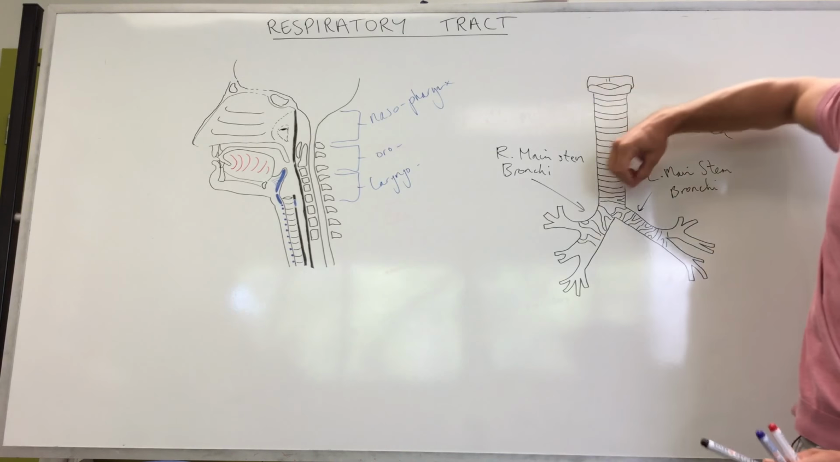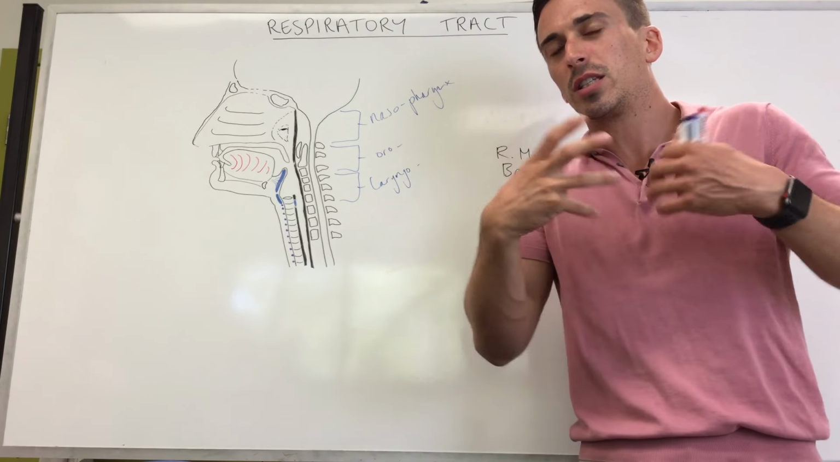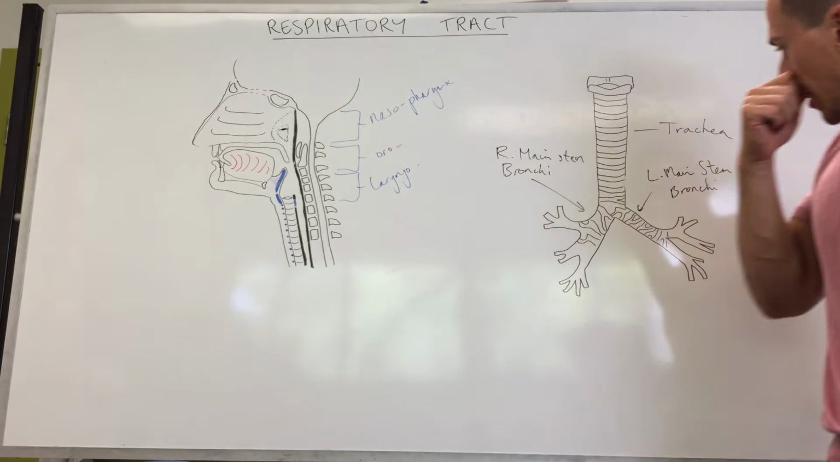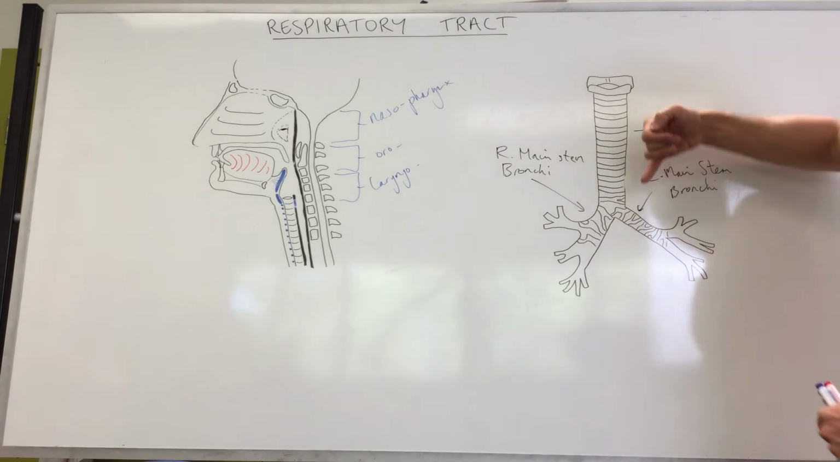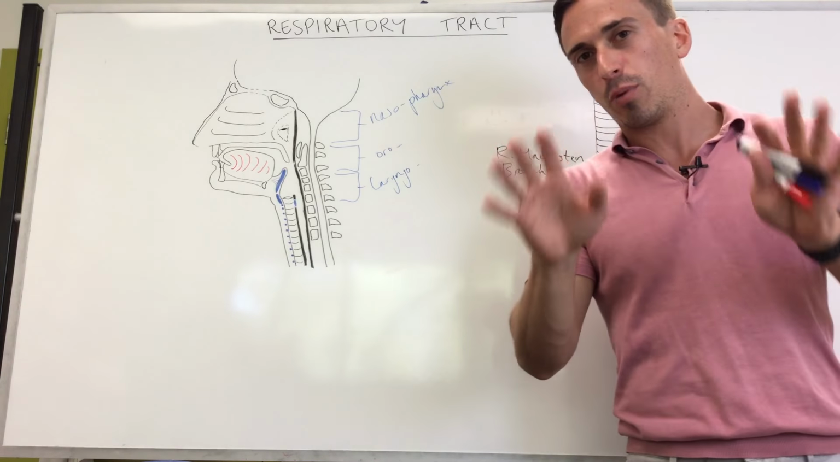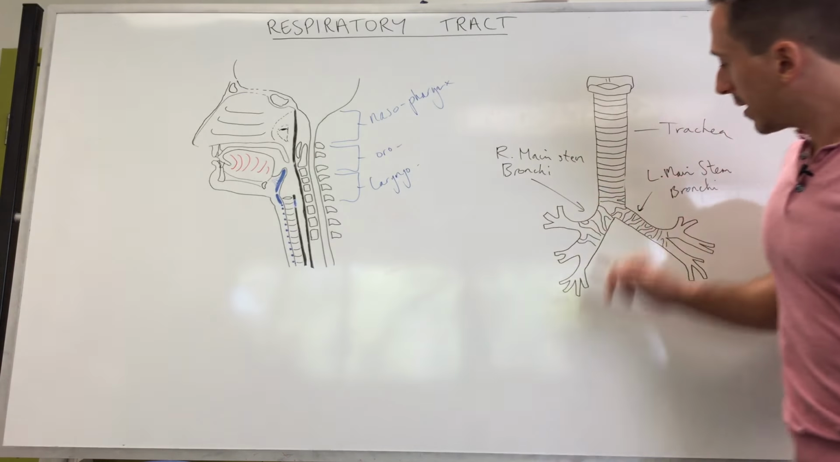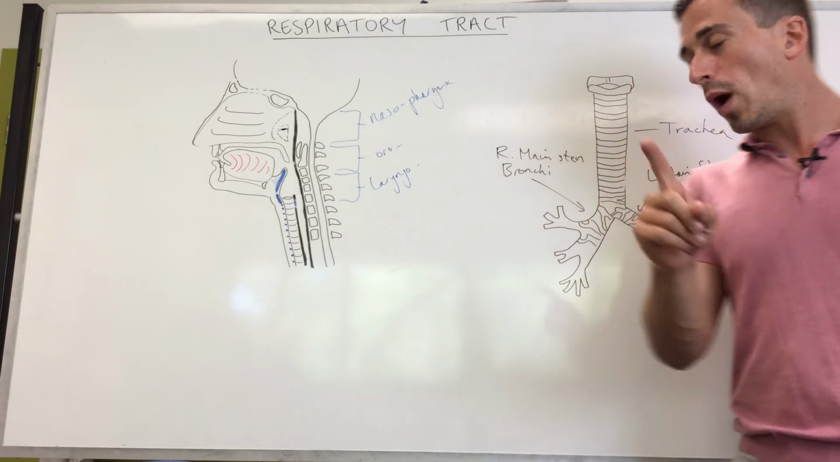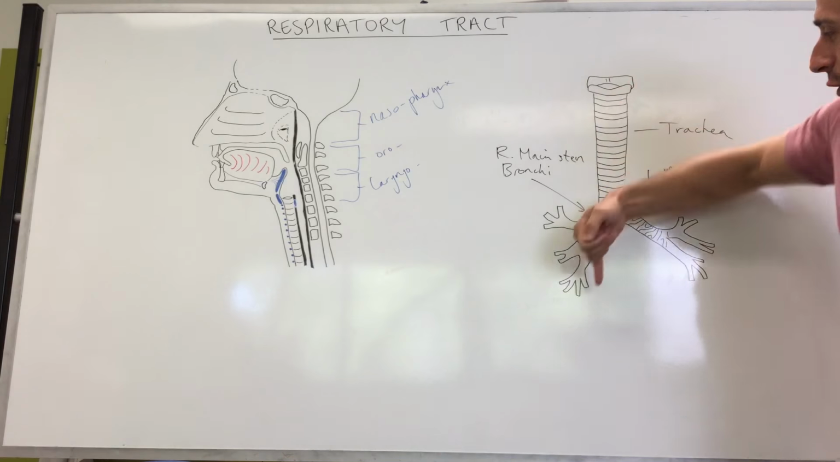Okay, so as it splits off, you can see it still has cartilage, but this cartilage isn't necessarily C-shaped anymore because there's no esophagus going behind it. So you can see it has this non-uniform pattern to it. So it splits off. Now, another clinically important point. The right main stem bronchi compared to the left main stem bronchi is a little bit different. One, it's wider in diameter, and two, it's more vertical.